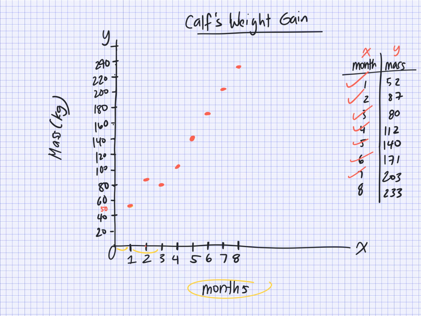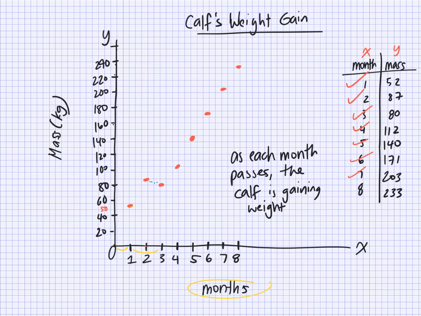Okay, so what do you notice is happening? We talked about this already, but what is happening? What's the trend that's happening? What's happening over time? As each month passes, the calf what? The calf is growing. The calf is gaining weight. Okay? Now, there was one point where it lost a little bit of weight, but we can say that the data is increasing. I'm going to draw a line just like that, okay?